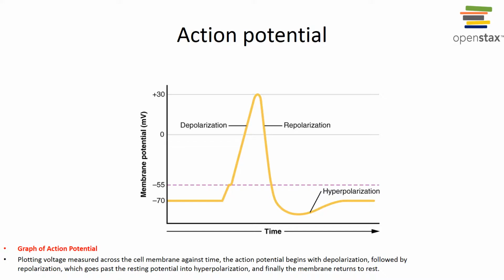And here you can see the phases of an action potential. Hyperpolarization can sometimes occur because potassium channels are slow to close. So the membrane potential can actually go below minus 70 millivolts.